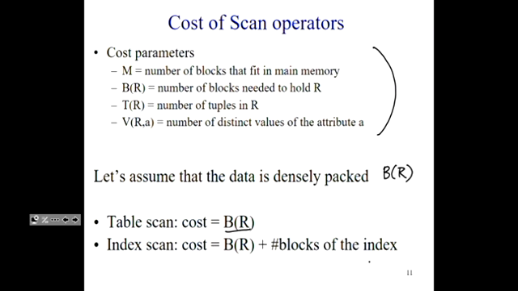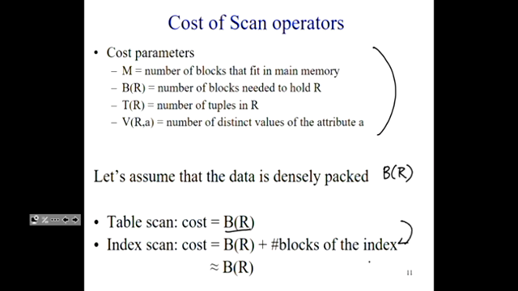The cost of an index scan is B of R, which is the cost of bringing all of the blocks of relation R into memory, plus the blocks of the index. So you'll have to first bring the blocks of the index into memory, and then decide using the blocks of the index which blocks of the relation R you want to bring, and the order in which you should bring them. Typically, the blocks of the index are not very large, and therefore this is typically on the order of B of R.